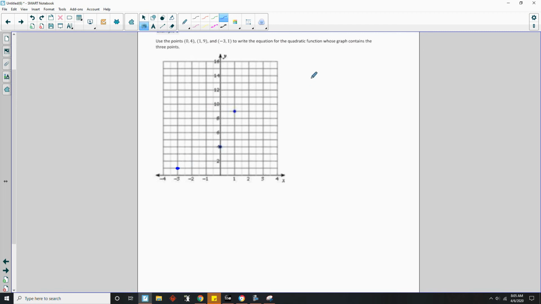But if we make a table of values, so if I do x, y, and make a table, and I have the point (-3, 1), and I have the point (0, 4), and I have the point (1, 9), which is what we were given, okay, and I find the difference between the y's here, the difference here we had to add 3, and here we had to add 5.